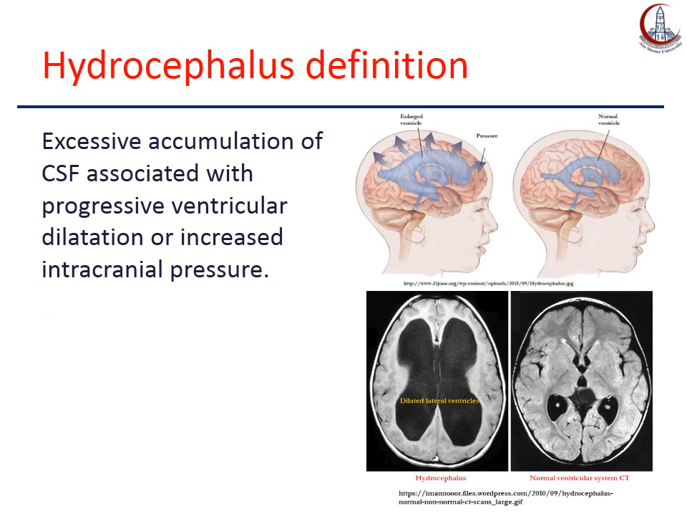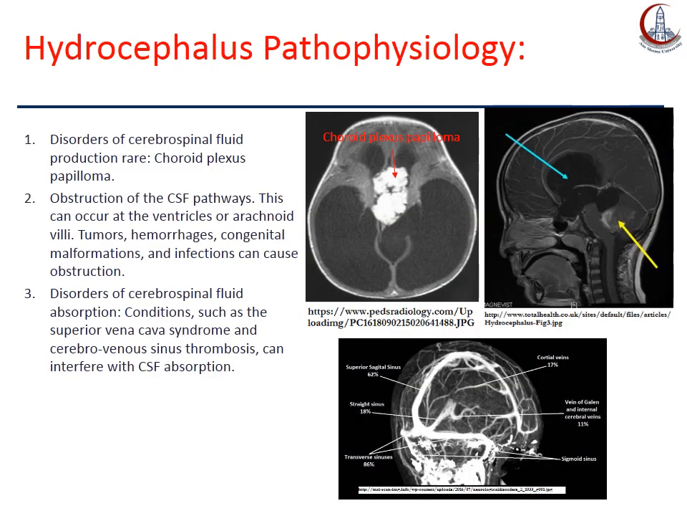Hydrocephalus definition. It is excessive accumulation of CSF associated with progressive ventricular dilatation or increased intracranial pressure. What's the pathophysiology of hydrocephalus? Disorders of cerebrospinal fluid production, which is rare, as in choroid plexus papilloma. Secondly, obstruction of the CSF pathways. This can occur at the ventricles or arachnoid villi; tumors, hemorrhages, congenital malformations, and infection can cause this obstruction.